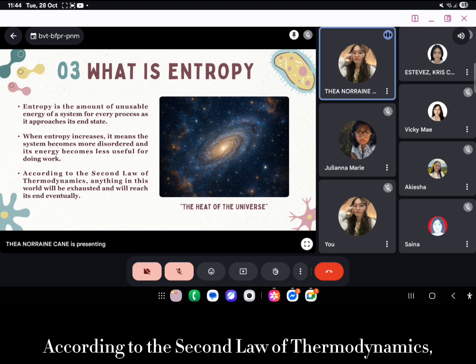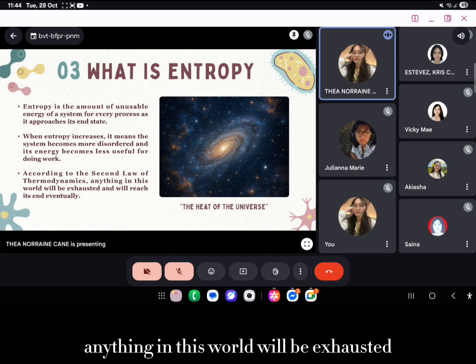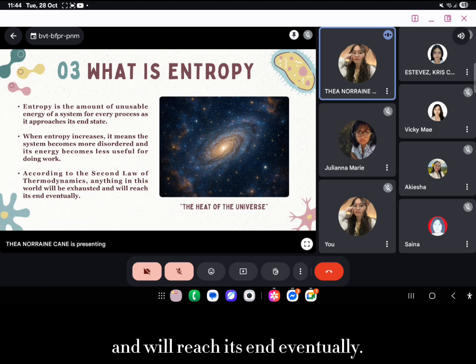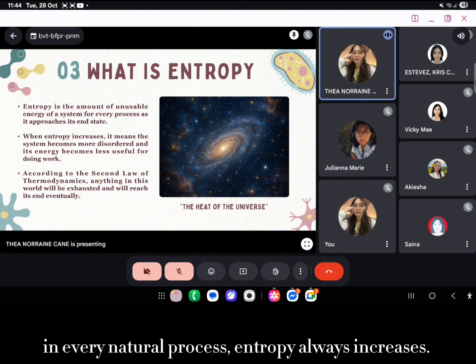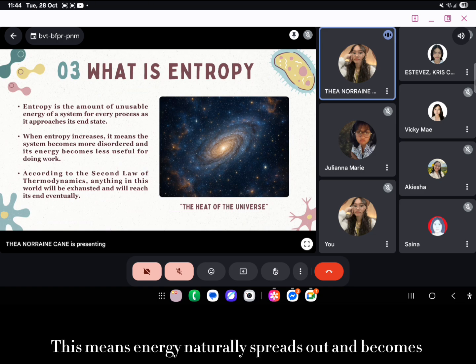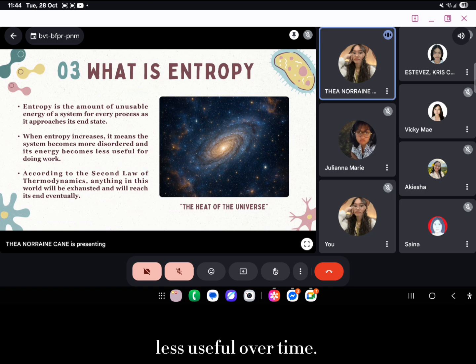According to the second law of thermodynamics, anything in this world will be exhausted and will reach its end eventually. So, the second law of thermodynamics states that in every natural process, entropy always increases. This means energy naturally spreads out and becomes less useful over time. As heat flows from hot to cold, some energy becomes unusable.